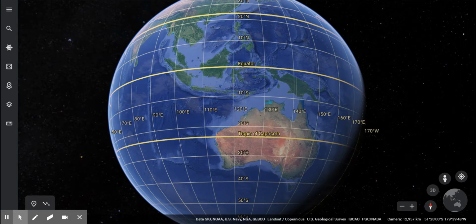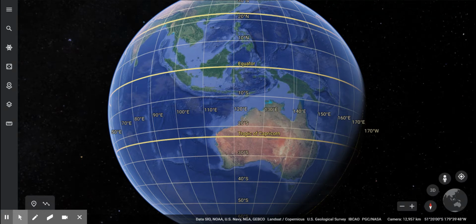The most important line of latitude is the equator. It's the line that cuts the Earth in half, creating what is called hemispheres. North of the equator is the northern hemisphere. South of the equator is the southern hemisphere. New Jersey is located in the northern hemisphere, just like the rest of the United States.